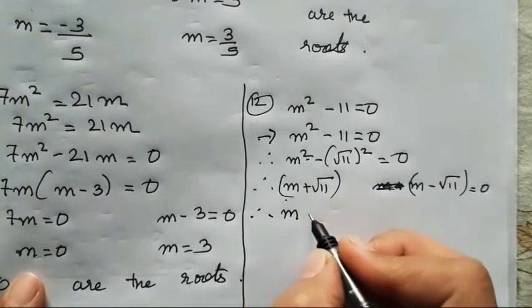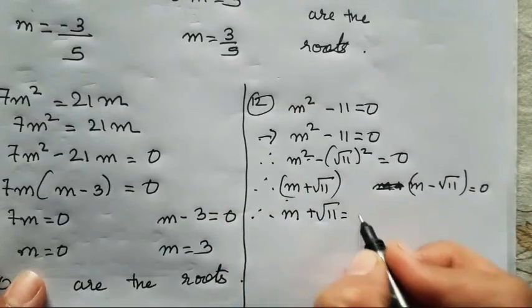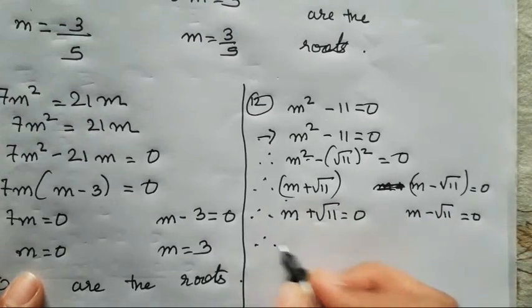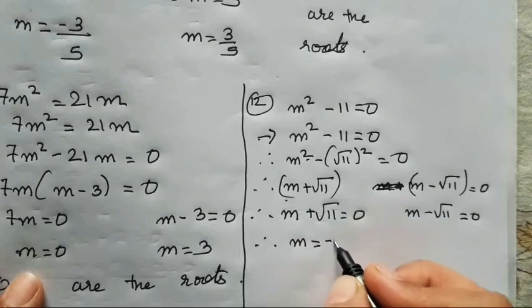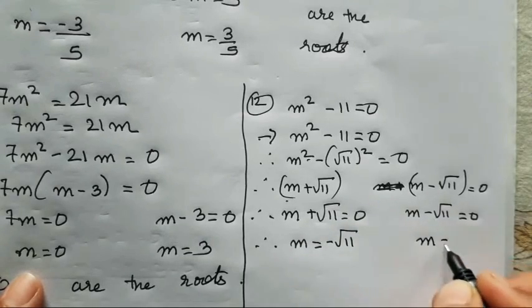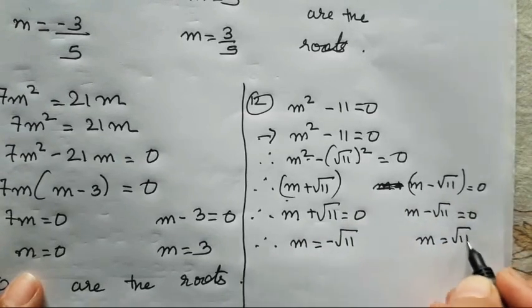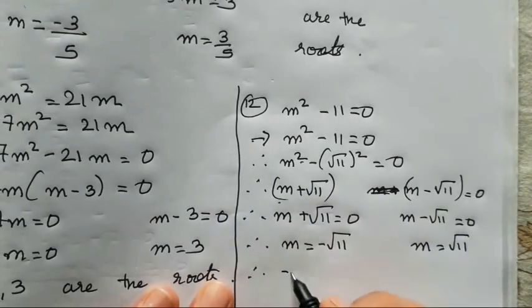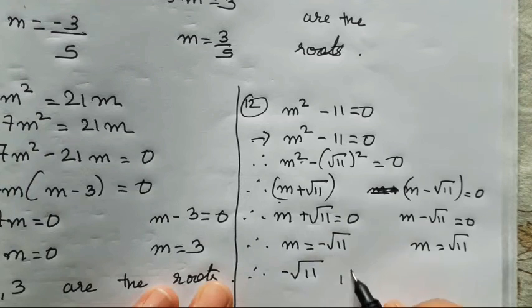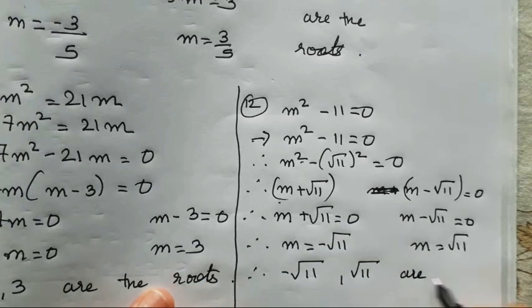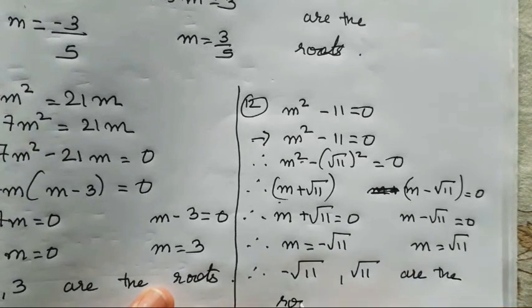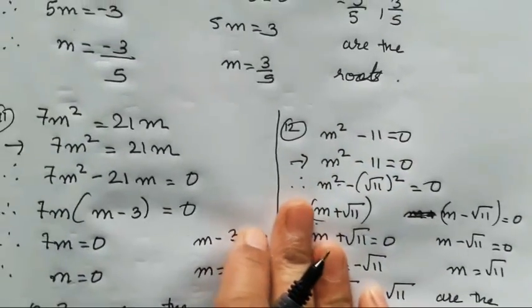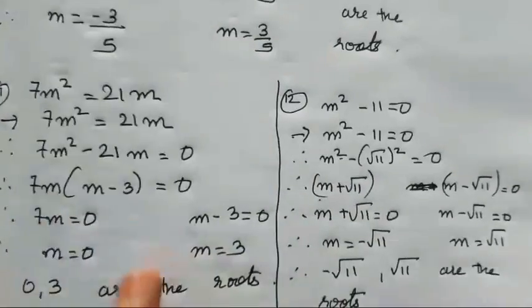So m plus root 11 is equal to 0. M minus root 11 is equal to 0. Therefore, m is going to change its sign, that is minus root 11, and over here minus root 11 will change to plus root 11. So the roots are going to be minus root 11 and root 11. This method you have to use only when you are having 2 terms. The third term is not given, then only you have to use this method.